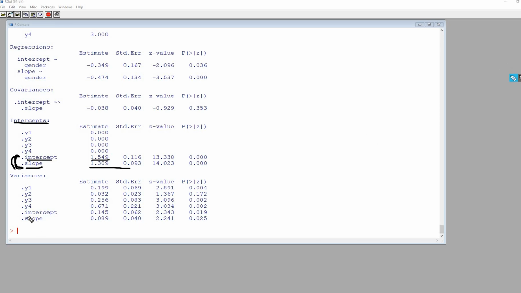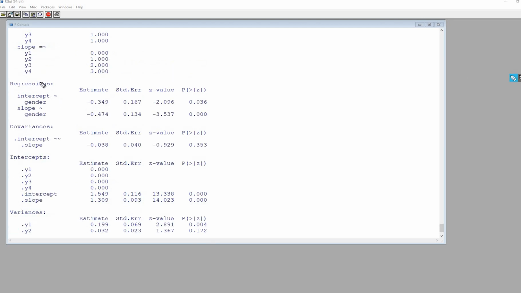Now, down below, you'll also see that we have variance estimates. So we have variance estimates for each of our repeated factors. So this is basically residual variances associated with those. Then we also have a variance estimate concerning the variation in intercepts and slopes, and both of these are statistically significant.